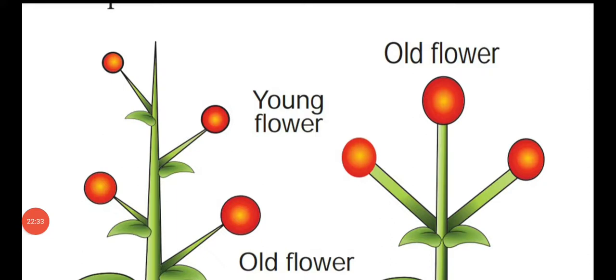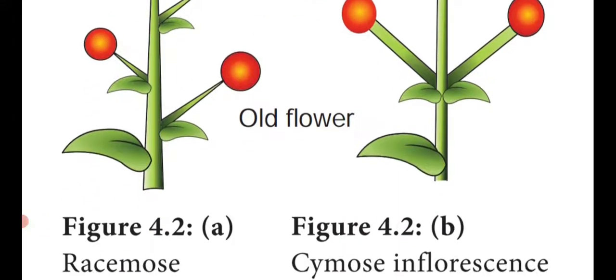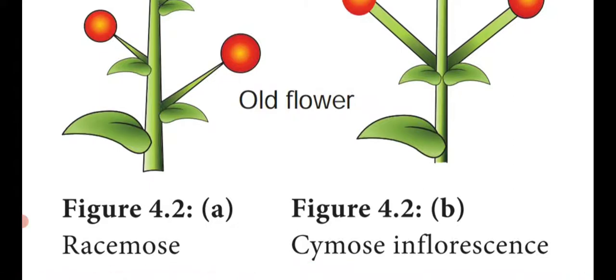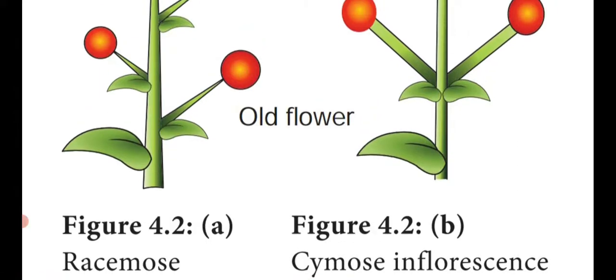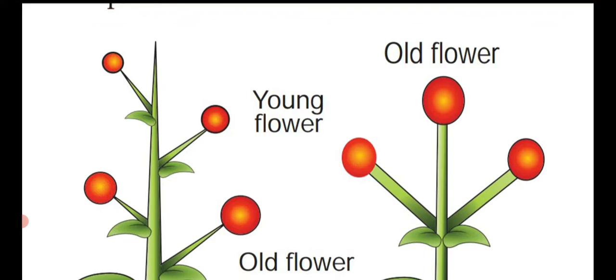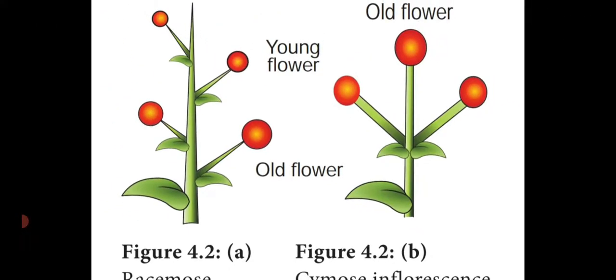Dear students, before going to see the different types of racemose, we are going to compare the 2 types of inflorescence, racemose and cymose inflorescence. See the first diagram. The central green color portion is said to be the main axis or central axis of the inflorescence, otherwise known as peduncle. Then in the lateral side of the main axis, flowers are produced.